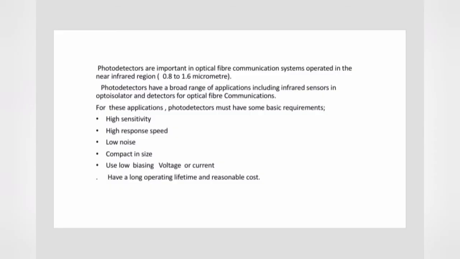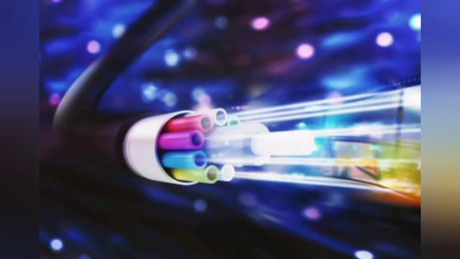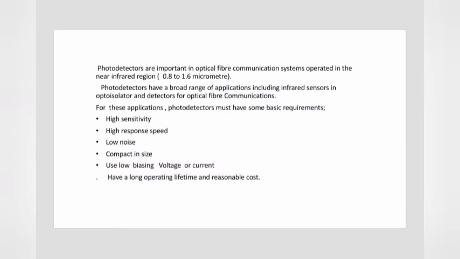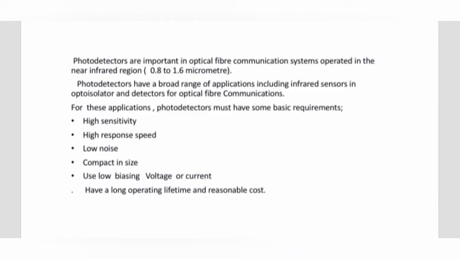Photodetectors are important in optical fiber communication systems. They have a broad range of applications including infrared sensors, optoisolators, and detectors for optical fiber communications. They operate in the infrared region from 0.8 to 1.6 micrometers. They demodulate optical signals, that is, convert optical variation to electrical variation, which is amplified and further processed.